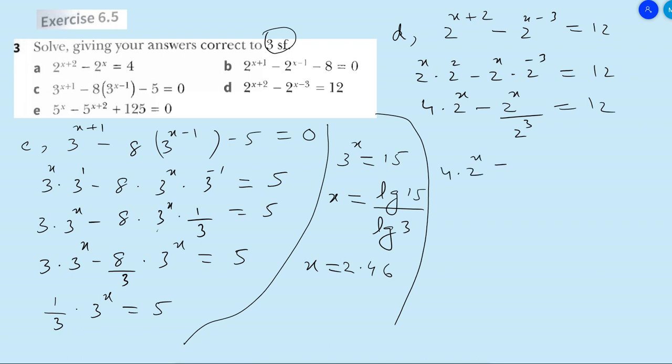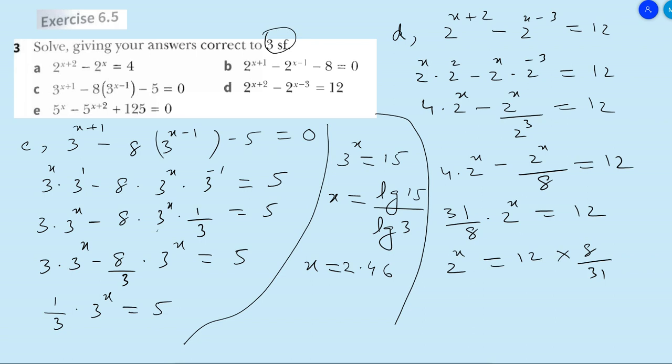4 into 2 power x minus 2 power x upon 2 power 3, which is 8. Now 4 into 2 power x minus 2 power x upon 8, taking LCM: 8 fours are 32, 32 minus 1 is 31, so 31 upon 8 into 2 power x equals 12. Now 2 power x equals 12 into 8 upon 31, the reciprocal. 2 power x equals 96 upon 31. Taking log on both sides, x is equal to log of 96 upon 31 divided by log 2.